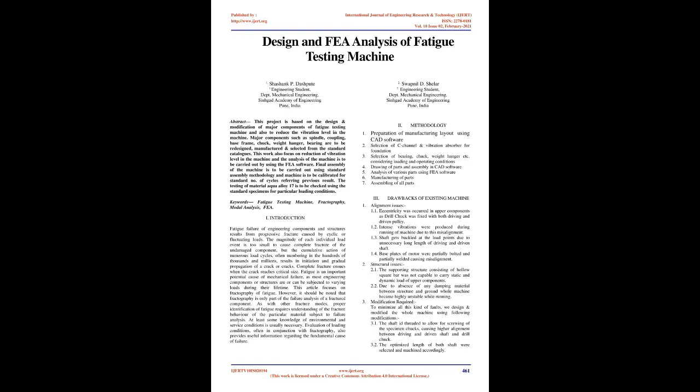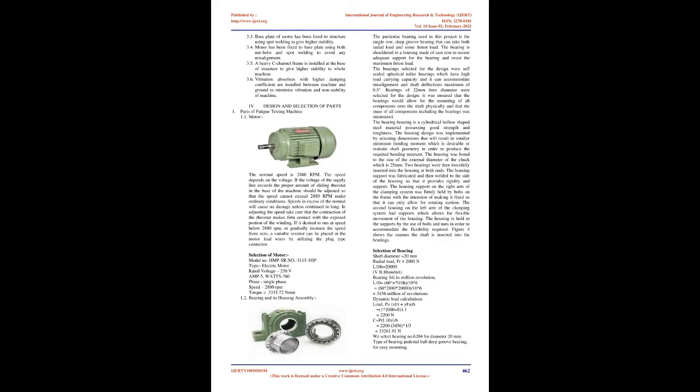As with other fracture modes, proper identification of fatigue requires understanding of the fracture behavior of the particular material subject to failure analysis. At least some knowledge of environmental and service conditions is usually necessary. Evaluation of loading conditions, often in conjunction with fractography, also provides useful information regarding the fundamental cause of failure.